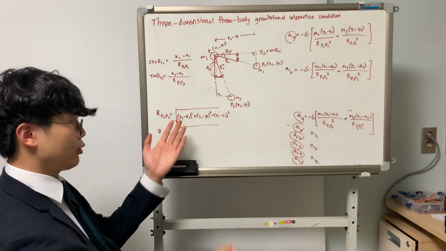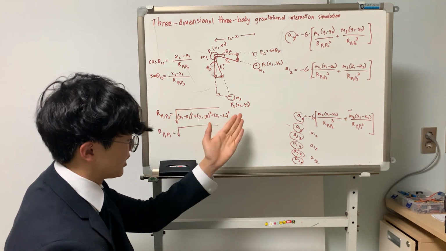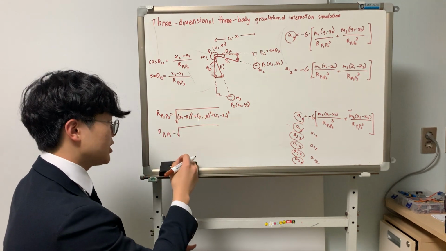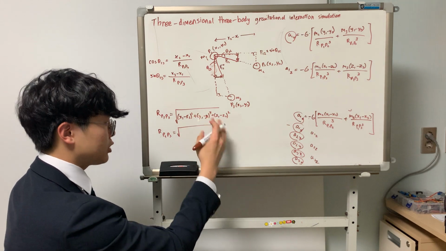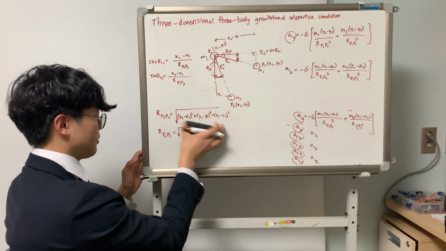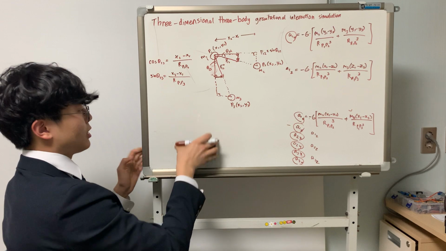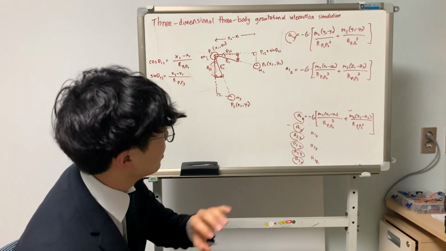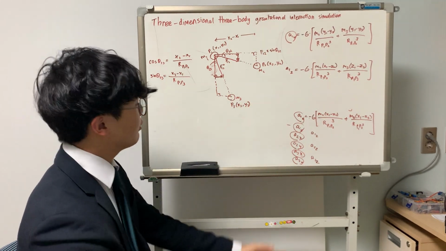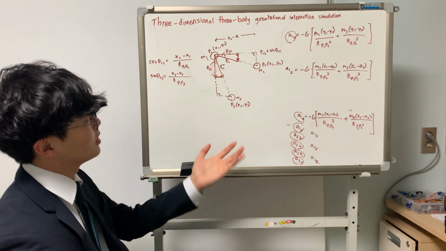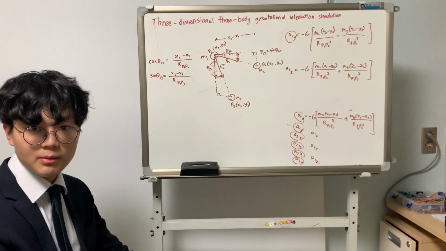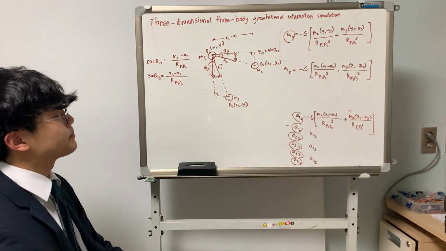x1 minus x3 squared, y1 minus y3 squared, z1 minus z3 squared. The same for 2, 3: 2, 3 squared, 2, 3 squared, 2, 3 squared. You get the point. All right, so that's the theory done. So with all this theory, hopefully we will be able to make the three-dimensional three-body gravitation simulation.